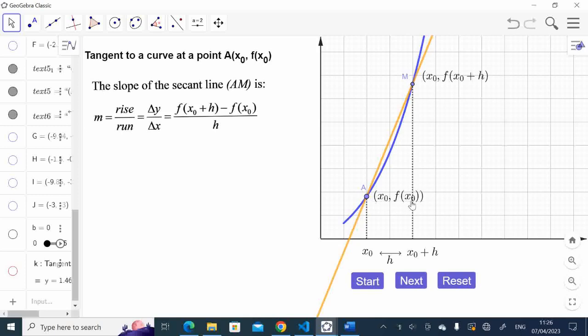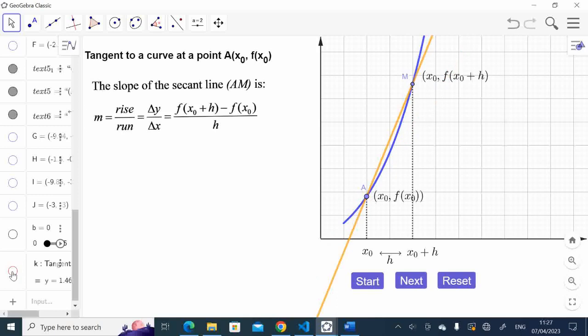So if I want to draw the tangent to the blue curve at the point A, the tangent is the line cutting the curve at just point A, okay? In this neighborhood, this line intersects the curve only at A. So how do we determine the equation of this red line? This is the tangent.